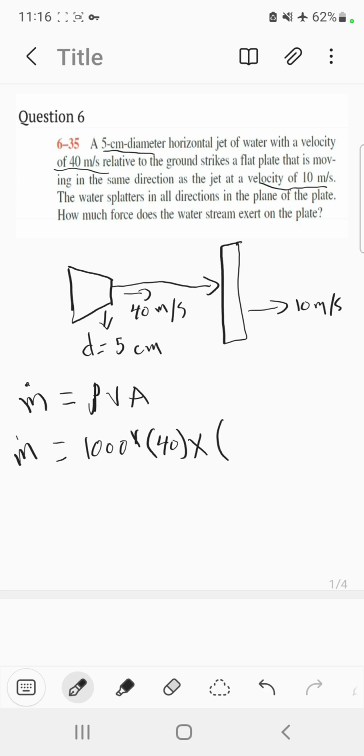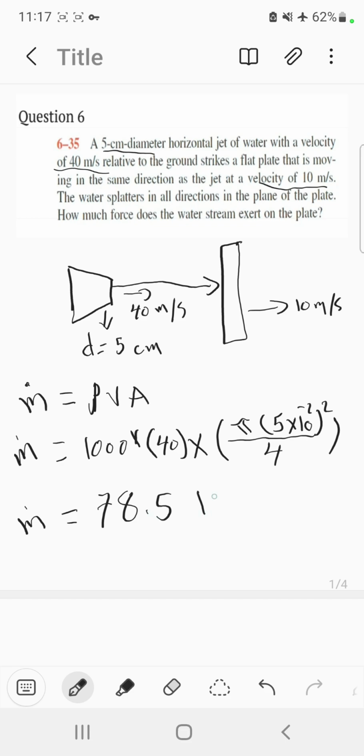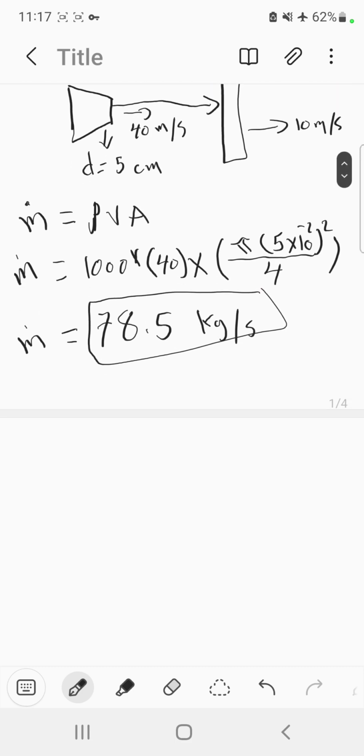So it's going to be pi times the diameter. We know it's in centimeters, so we have to convert it to meter, 10 to the minus 2, d square. Don't forget the square, over 4. So our mass flow rate is going to be 78.5 kilogram per second. So I have to put it in the square because we're going to use it later.